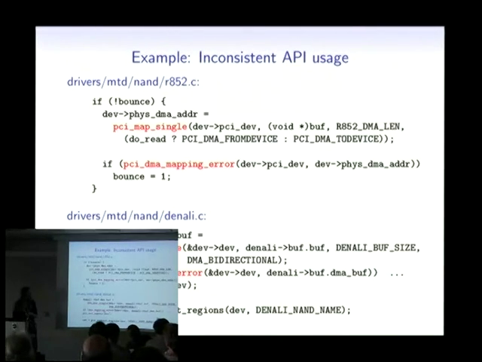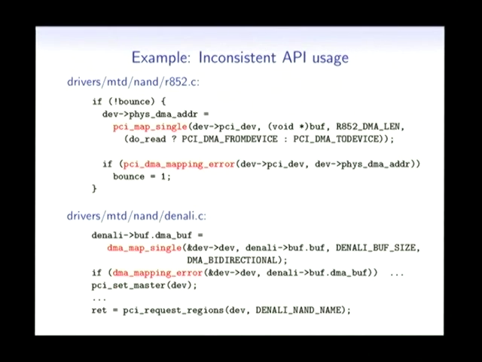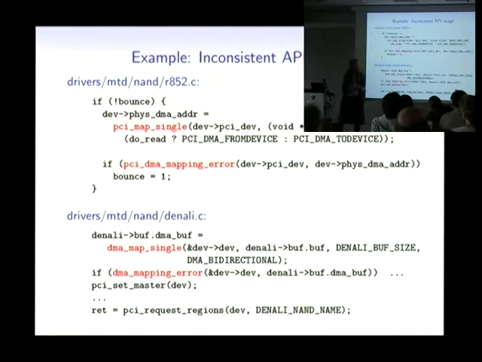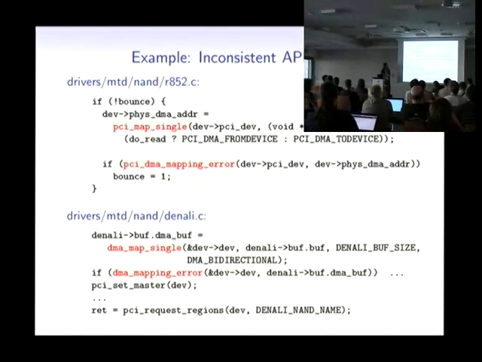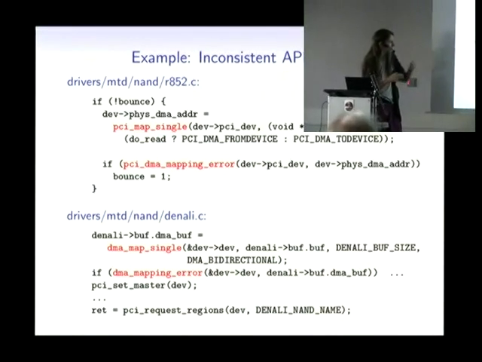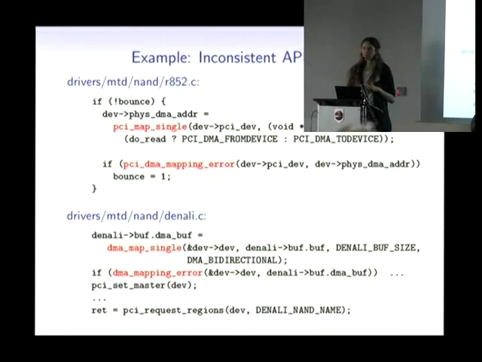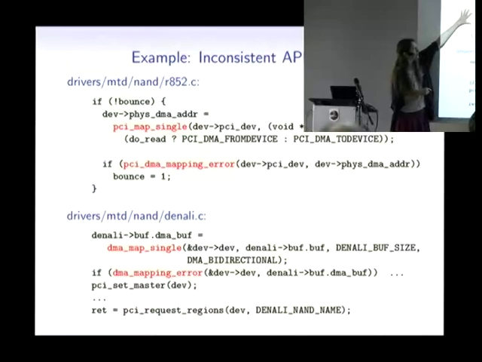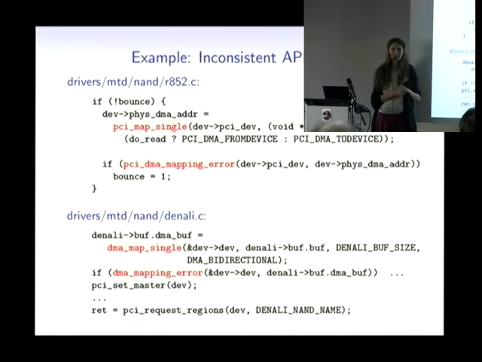Here's another one, inconsistent API usage. Recently I've been studying Ethernet drivers, and I just look at the code and try to understand what's done and why it's done and so on. So I came across this issue we have here, PCI map single, PCI DMA mapping error, in some drivers, and other drivers seem to use DMA map single, DMA mapping error. So these functions look kind of the same, with similar names, they seem to somehow have similar purposes. And so then you can ask yourself, why do we use one set of functions up here, and why do we use another set of functions down here?